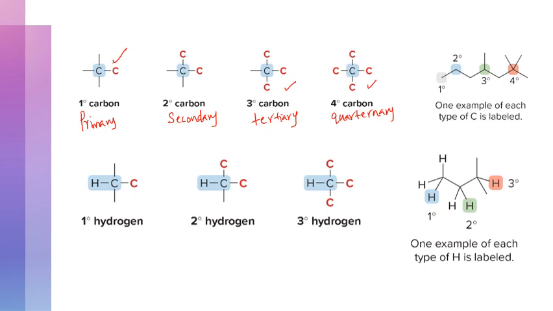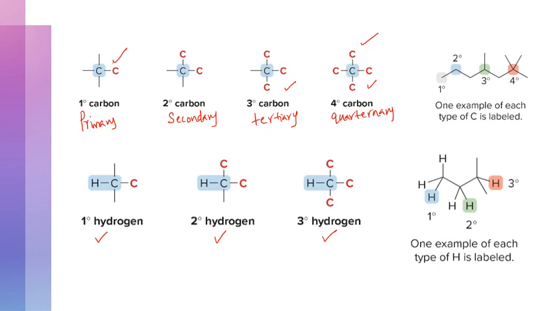So if we know the primary, secondary, tertiary, and quaternary carbon atoms, we can classify hydrogen the same way. If the hydrogen is attached to a primary carbon, we call it a primary hydrogen. If it is attached to a secondary carbon, we call it a secondary hydrogen. And if it is attached to a tertiary carbon, we call it a tertiary hydrogen. We cannot have a quaternary hydrogen because all bonds of that carbon are satisfied, so we cannot attach any more atoms to that carbon, right?